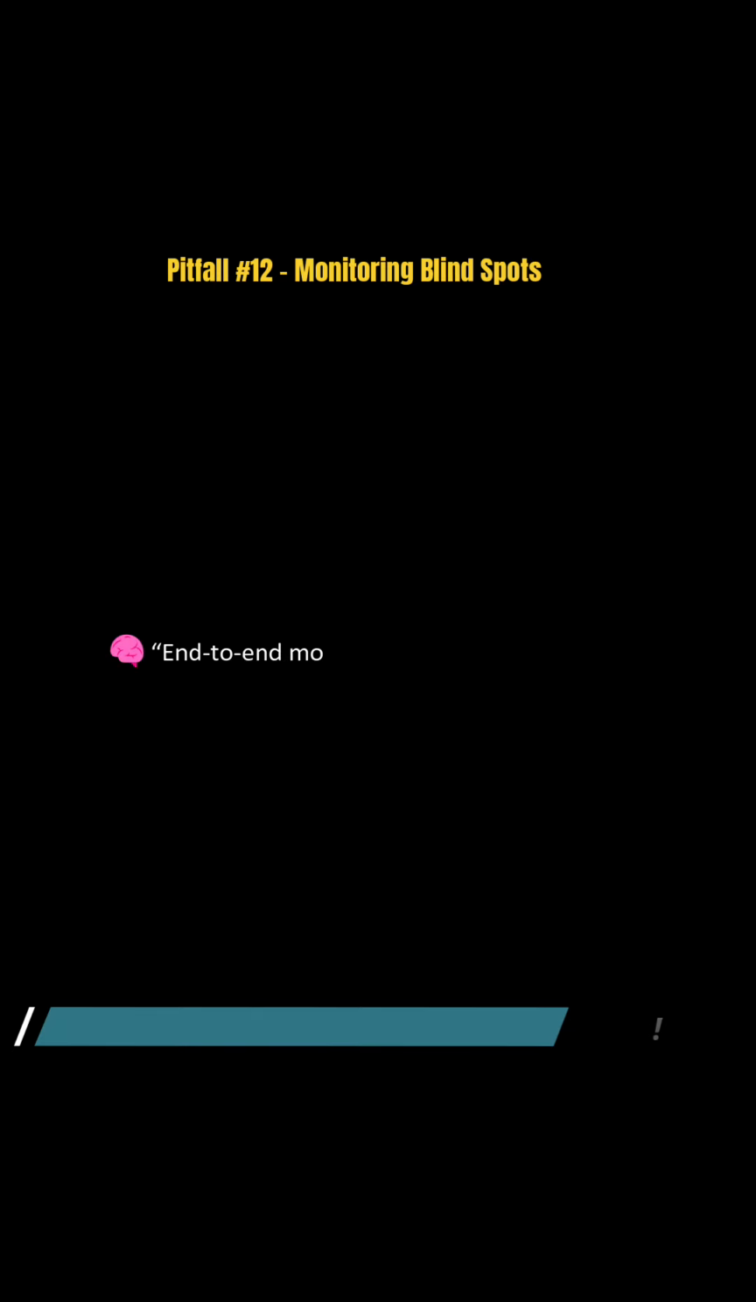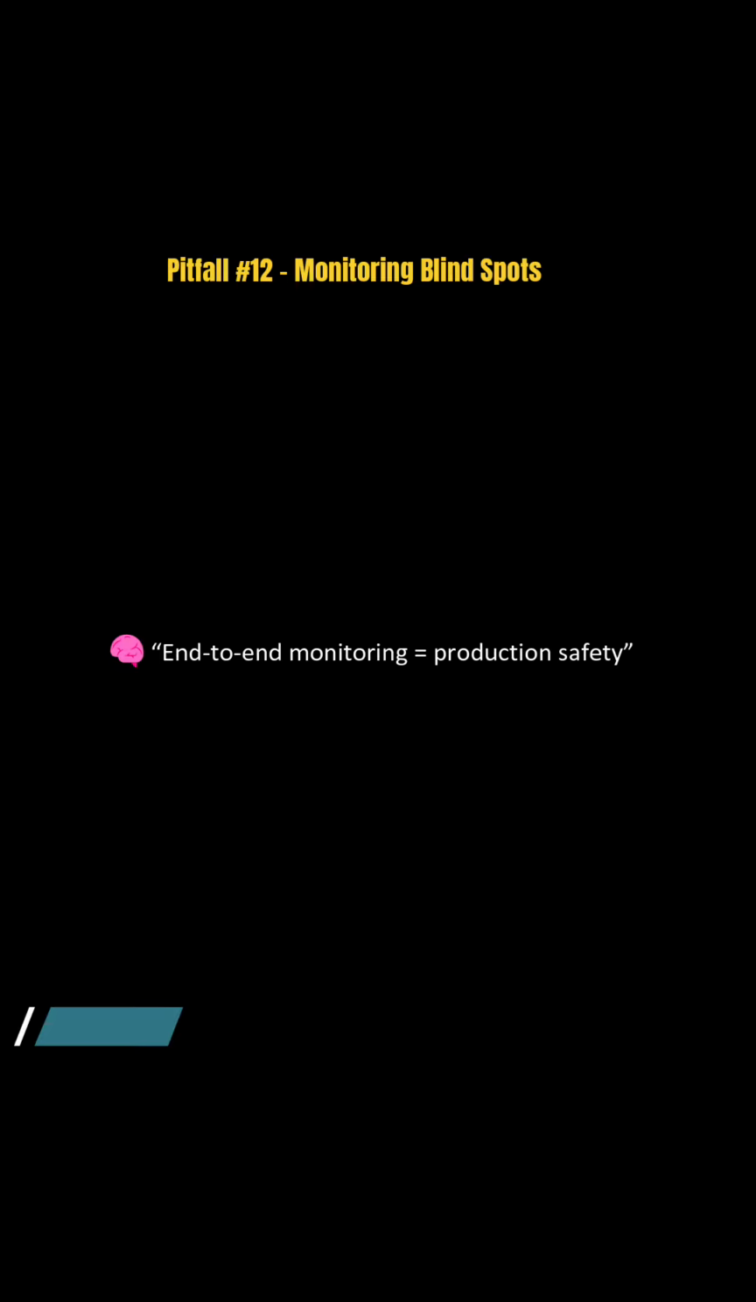What you don't see will hurt you. Monitoring blind spots are invisible until they become outages. Production-grade observability requires all layers: runtime, triggers, bindings, and outputs. Only then can you detect, alert, and resolve issues before users notice. End-to-end monitoring is production safety.